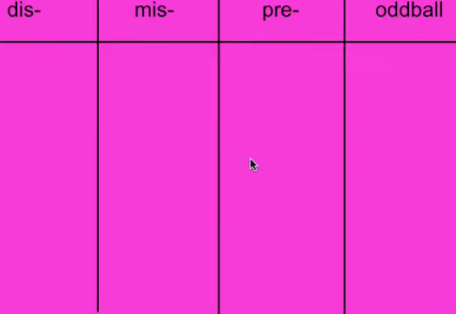We're looking at the prefixes dis, miss, and pre, and then we'll have a word in the oddball column today. Let's start with dis. The prefix dis means not, or the opposite of. The prefix miss means wrongly, to do something wrongly. And the prefix pre means before. And then we'll have an oddball. Let's start with the dis column. So remember, dis means not or opposite of.